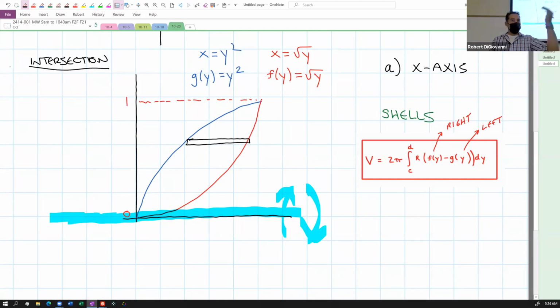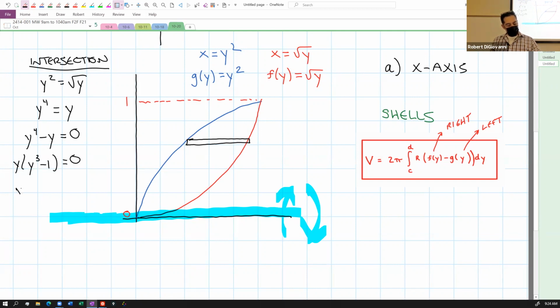It's always good if you can visually do it. But if you needed to, you would do this. You would square both sides. You would move the y over. You would factor a y out. You'd set those both to 0, and you get 0 and 1. That's the algebra that would have been required. Okay, so we got 0 and 1. That's our C and D. So really the biggest thing here for us to figure out is R.